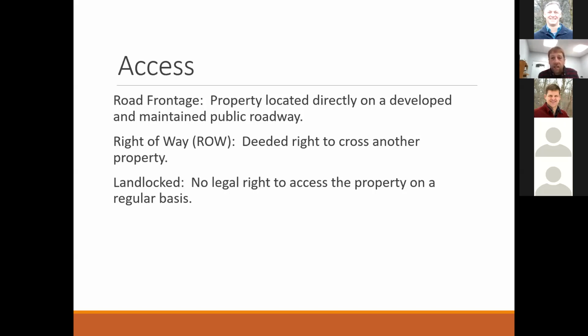Sometimes the handshake deal with the neighbor doesn't work out for the next buyer. So deeded rights are really important, and understanding exactly what those are before you get into purchasing a piece of property, I think is really important.